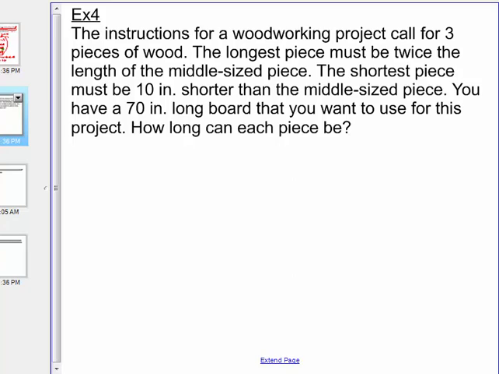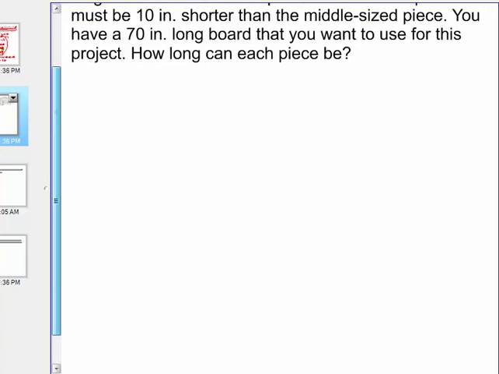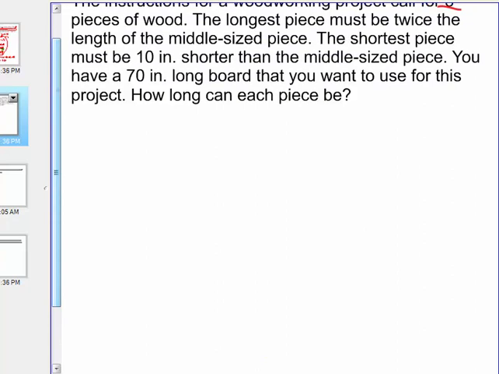In example 4, we're looking at a woodworking project. It calls for 3 pieces of wood. So if I have 3 pieces, that means I have 3 unknowns here. The longest piece must be twice the length of the middle. The shortest is 10 inches shorter than the middle-sized piece. So I have a long piece, a middle piece, and a short piece. Well, I want to figure out what's going to be my single variable. What's going to be my x?